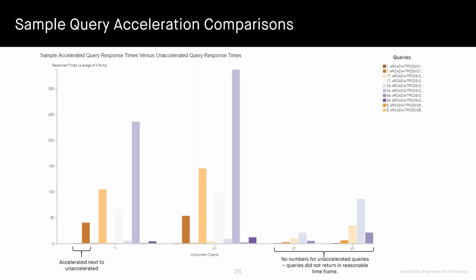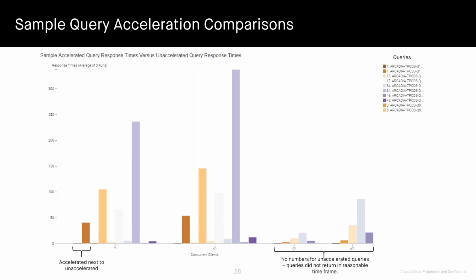The thin sliver of a bar represents the response time for an accelerated query, and the brown bar is the same exact query run on a SQL on Hadoop engine that was not accelerated. So you'll see that there's a stark difference when you do leverage the query acceleration in Arcadia Enterprise. And you'll see that stark difference across the board, across these different queries.